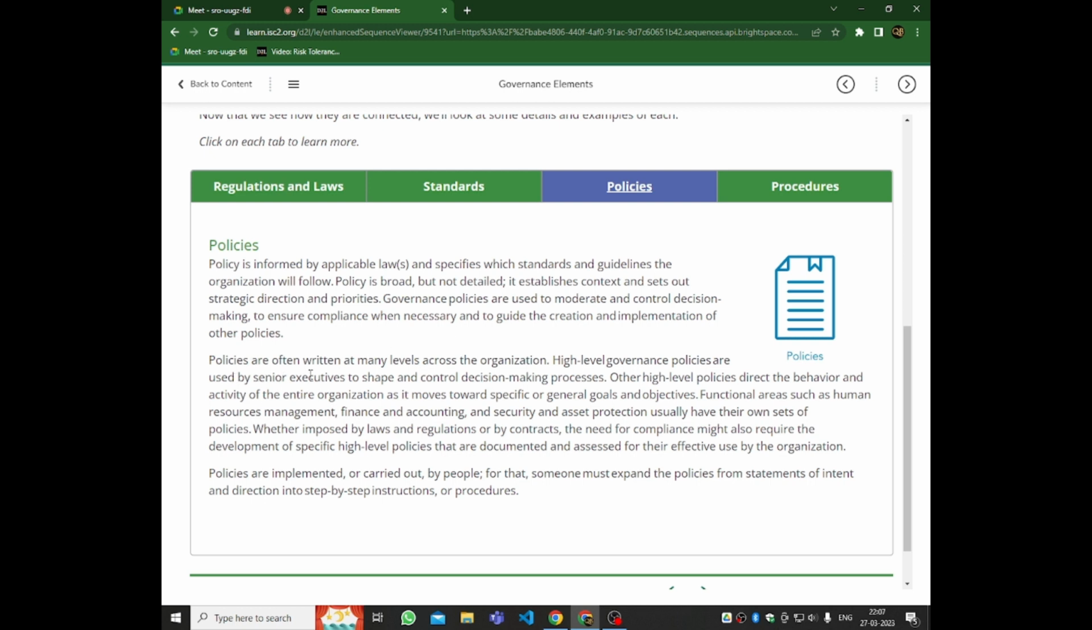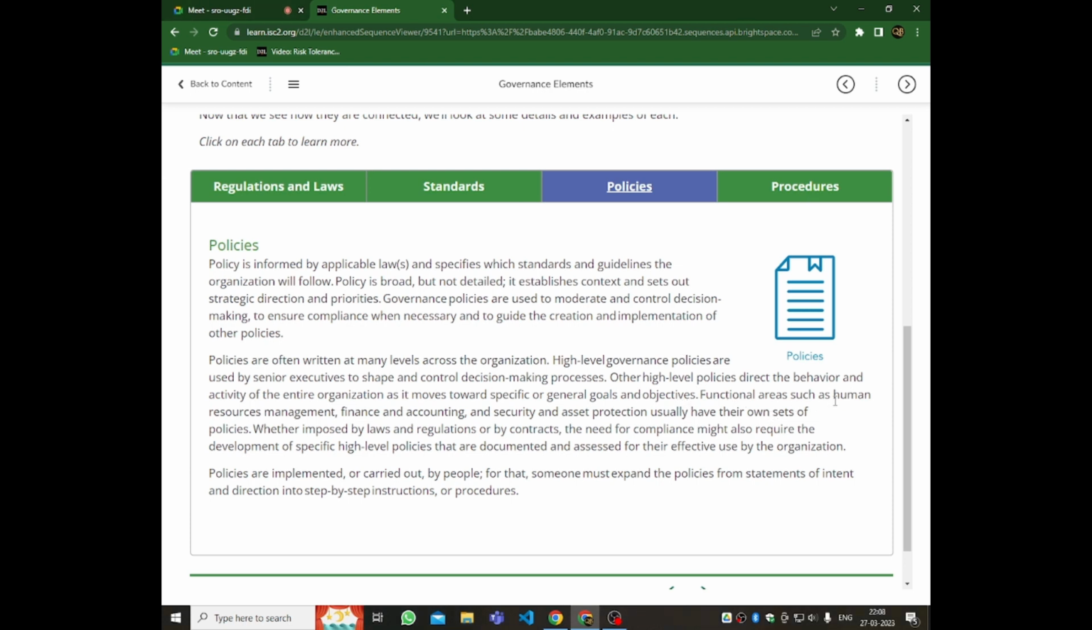Policies are often written at many levels across the organization. High-level governance policies are used by senior executives to shape and control the decision-making process. Other high-level policies direct the behavior and activities of the entire organization as it moves towards specific or general goals and objectives.